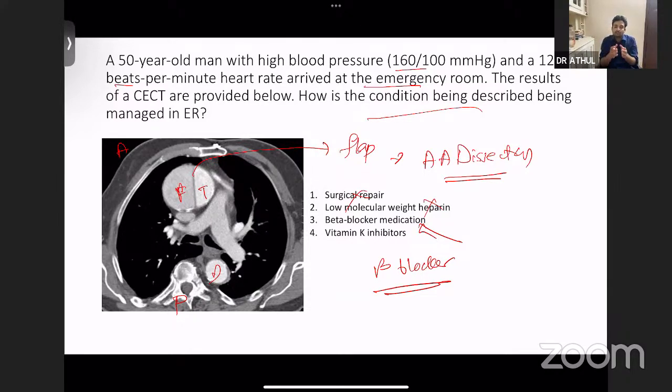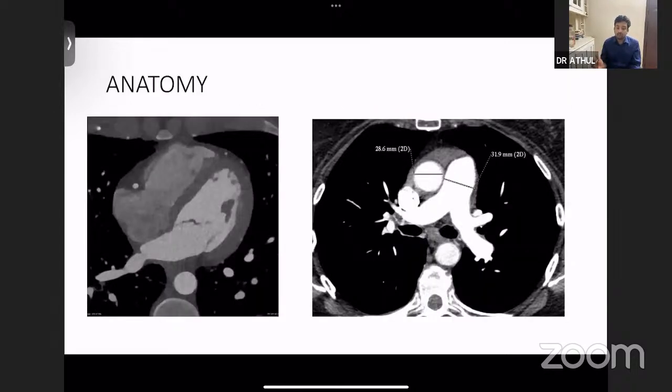Okay, so always remember true lumen will be small in most of the cases. False lumen will be large. I don't think they will ask like that, but just remember. Okay. So anatomy is very, very important. Anatomy they have asked multiple number of times. So always understand this is the anterior part, this is the posterior part near the vertebral body.